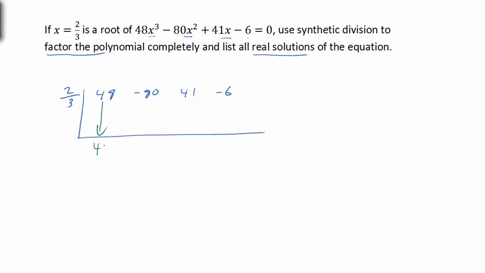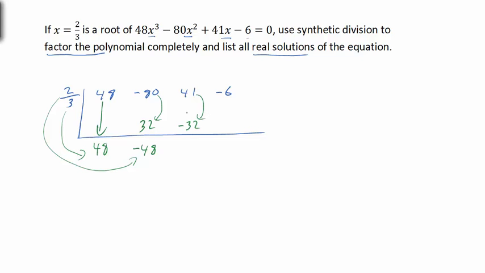So once again, we're going to bring the 48. That's going to come straight down. And then we're going to multiply 2/3 times 48. And that's going to give us 32. And this is where if you need your calculator, just simply take 2/3 times 48. So you get 32. And then we're going to add negative 80 and 32. That's going to be a negative 48. And then 2/3 multiplied by negative 48. That's going to give us a negative 32.